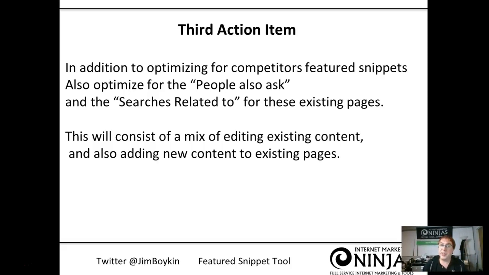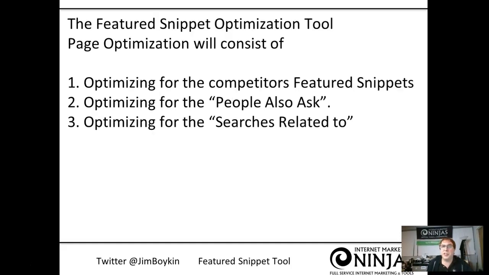So when you're going in to optimize a page, you're trying to optimize for the stuff that the competitors have. You're also adding in stuff for people also ask. You may want to throw an FAQ on the bottom of your pages. Here's an FAQ, and put all those people also ask questions and the paragraphs underneath them to answer them. Same with the searches related to, or go into the existing content and add those. So again, when you're editing the content, it's going to be a mix of editing the existing content and adding new content to the pages.